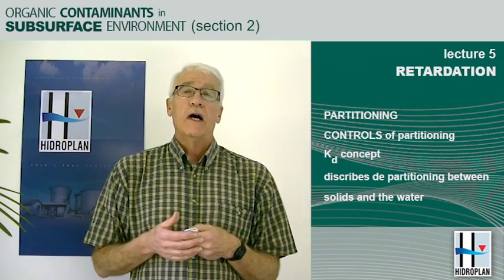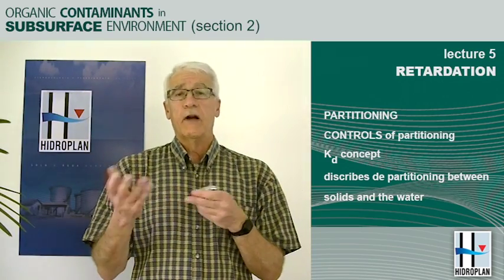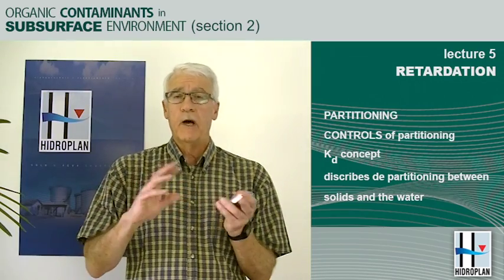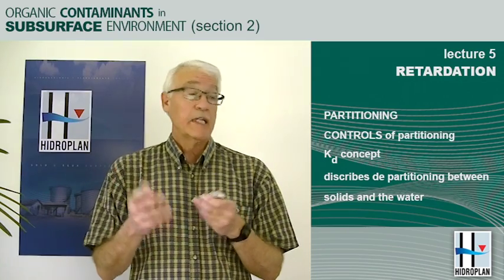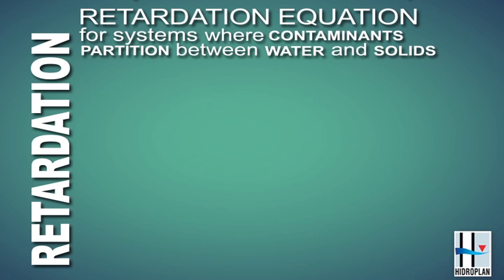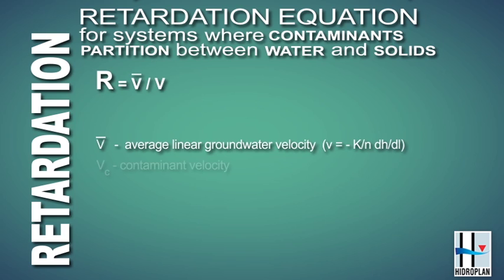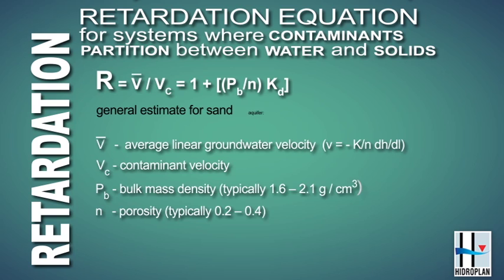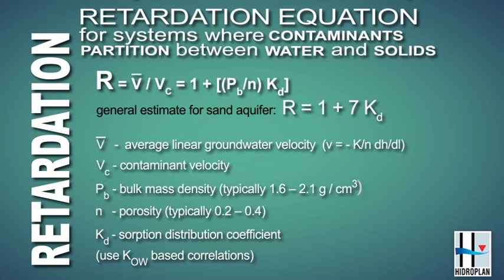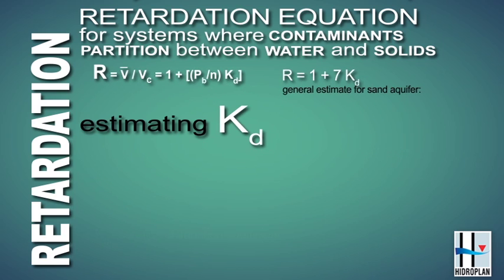It's taken from hydrogeology, where the interaction is absorption among cations, but it also applies with some modifications to organic contaminants. The retardation is the difference between the groundwater velocity and the actual velocity of the contaminant. For a general estimate of retardation in sand, you can use values of 1 plus 7 times the factor KD. So clearly we would like to determine KD.